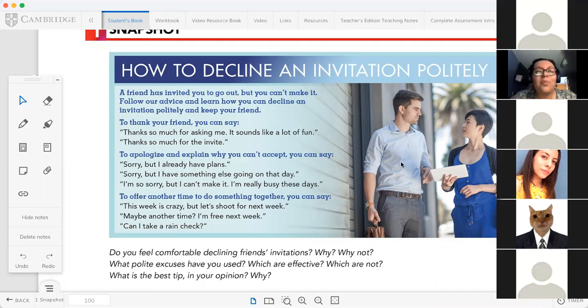So here actually the book is gonna give us some tips on how to decline an invitation, how to say no to an invitation. Think about it in Spanish, how do you do it? And I'm gonna switch to Spanish for a bit. Cuando ustedes los invitan a algún lugar o a hacer algo, ¿cómo rechazan a una persona sin herir tanto sus sentimientos? What do you do? ¿Cómo rechazarían a una persona sin herir muchos sus sentimientos?